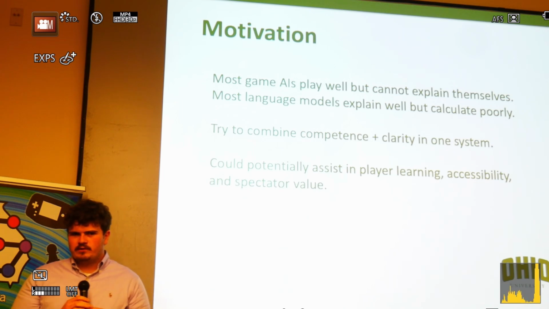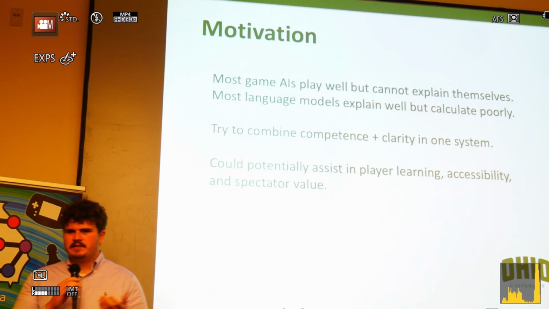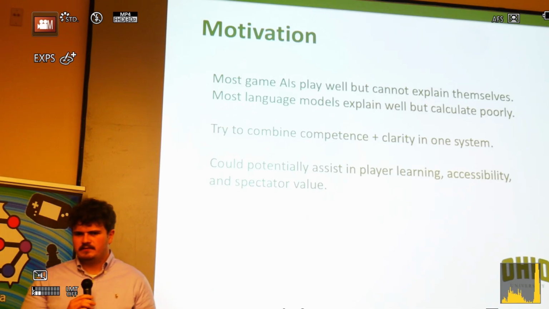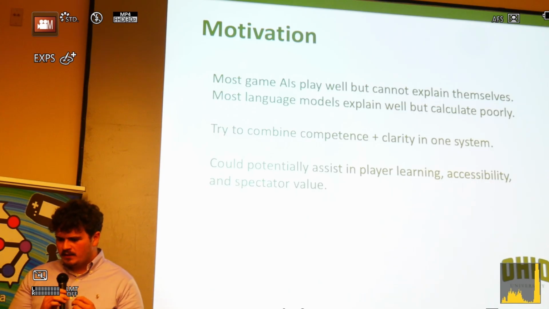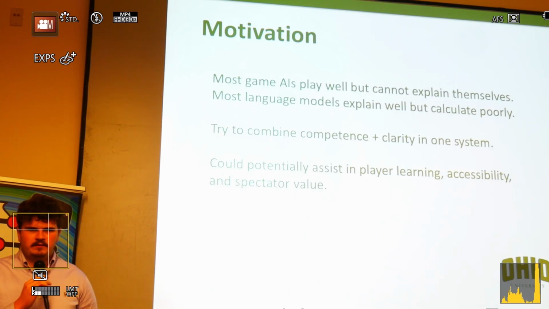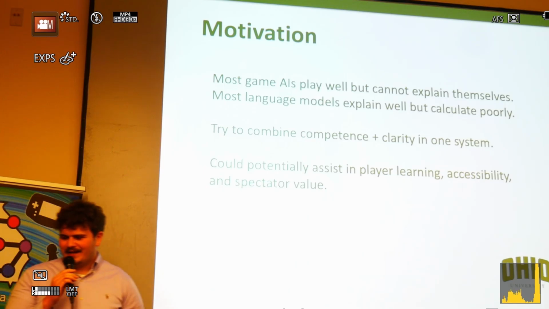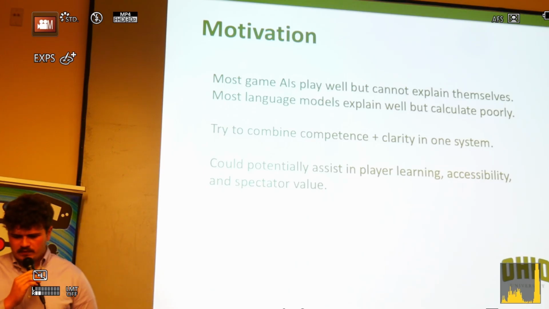On the converse, language models can explain well. They can generate natural language at a high level, but they are not good at these games because they have no method of calculating. So the idea is, can we fine-tune an LLM to combine the competence of an engine at some level and the clarity of an LLM into one system?